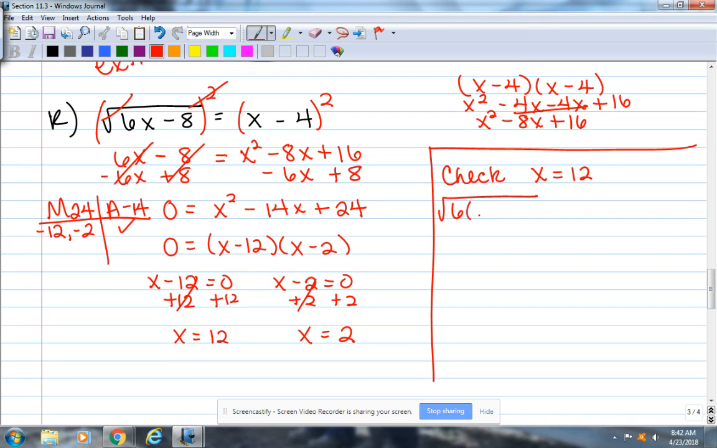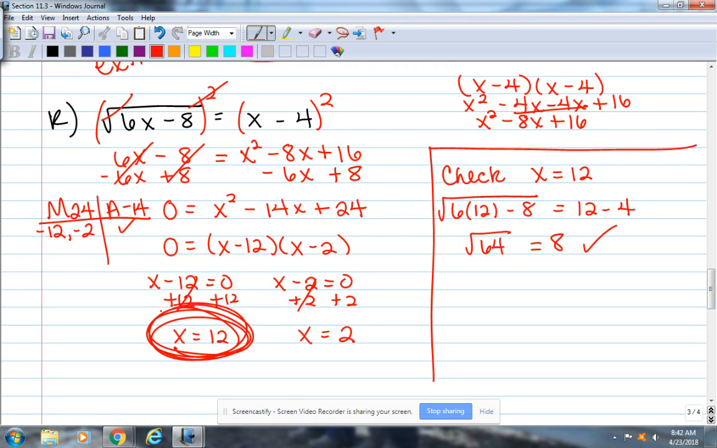So I have the square root of 6 times 12 minus 8 equals 12 minus 4. And then I'm going to simplify under the radical. What's 6 times 12? What's 72 minus 8? So that's the square root of 64 equals what's 12 minus 4? 8. Is the square root of 64 equal to 8? Yes. So that one's true. So I'm going to come back and circle it, box it, something to let me know I checked that one and it works.